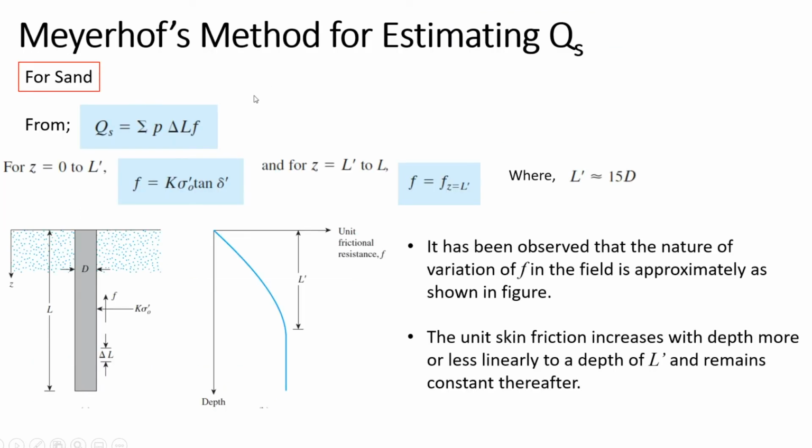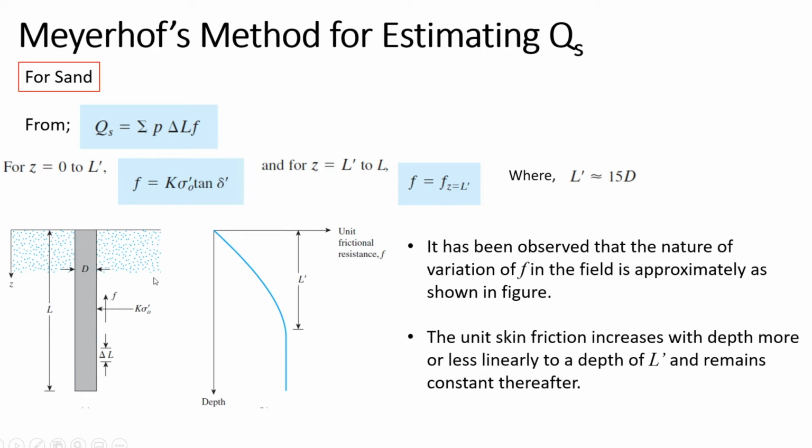Okay, moving forward. So now this is the Meyerhof method to estimate the QS for sand. We have this equation again, but then we will come across different equations for the skin friction F here. Alright, in this case for the sand, it has been observed that the nature of variation of F in the field is approximately as shown here in the figure.